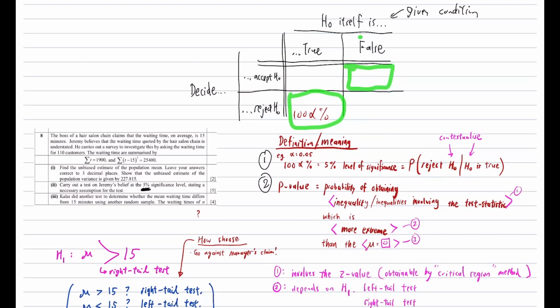Now that you know this, you can throw away the rest and just focus on this one. This one is called type 1 error. This one is called type 2 error. The other cases are true, so they are not very relevant. We focus on this one and just ignore the rest.